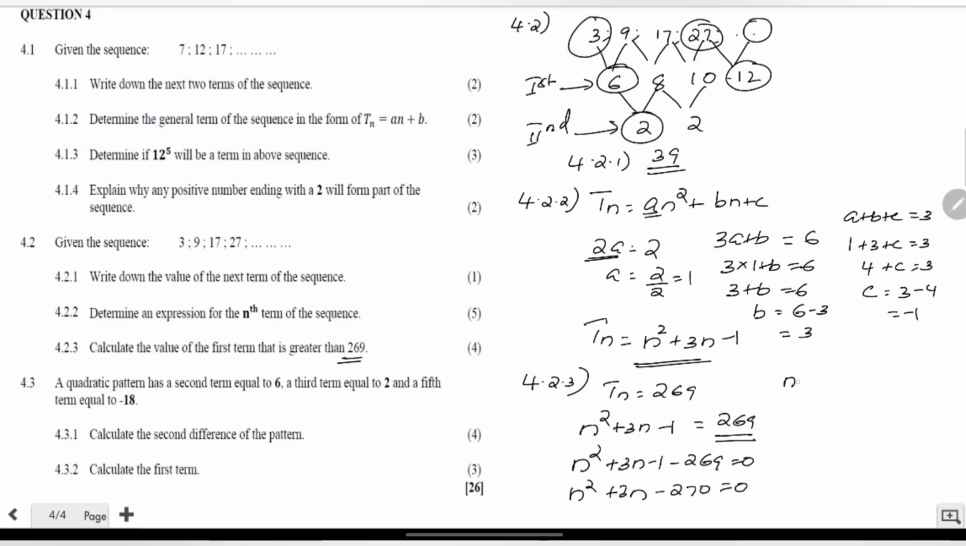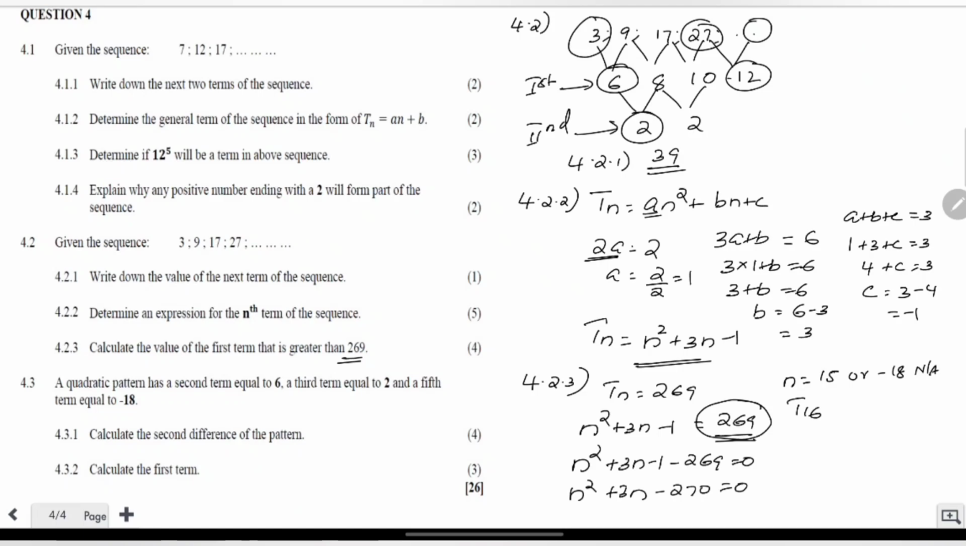You will get two values of n: n is equal to 15 or minus 18. Of course, minus 18 is not applicable because you are looking for n, the number of terms, which is always positive. So the 15th term is 269, which means the next one should be the 16th term, T16, and they want to know the value of the next term.